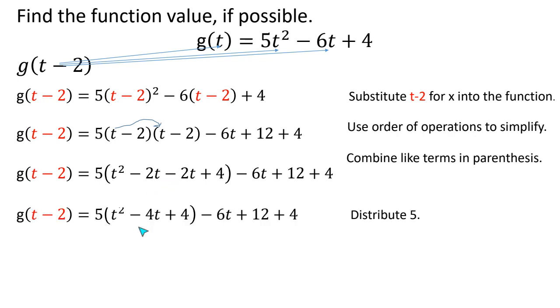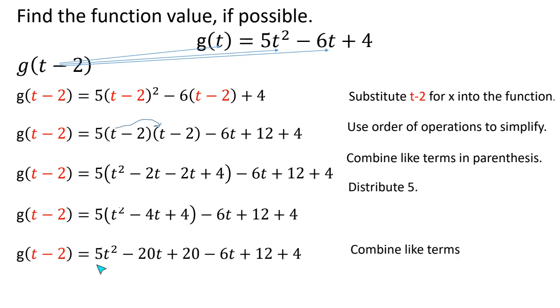And then we can simplify some more. Negative 2t minus 2t is negative 4t. And now we can distribute the 5. So we end up with 5t squared minus 20t plus 20, since we're multiplying 5 to each of these 3 terms. Now we gather all of our like terms. So we have 5t squared. We have negative 20t, negative 6t would give us negative 26t, 20 plus 12, 32 plus 4, 36.